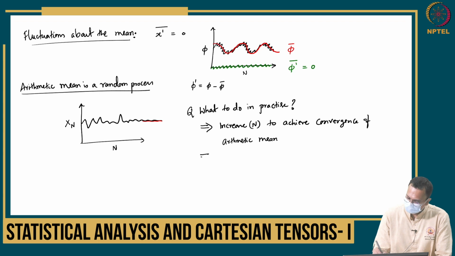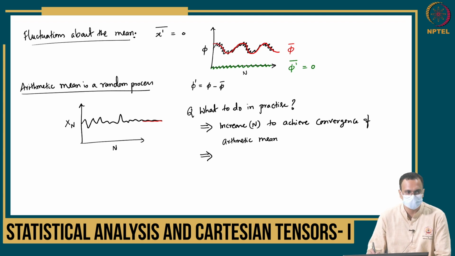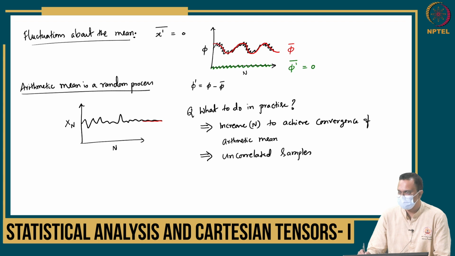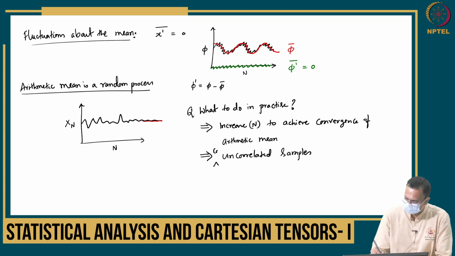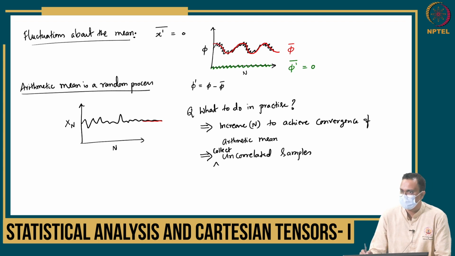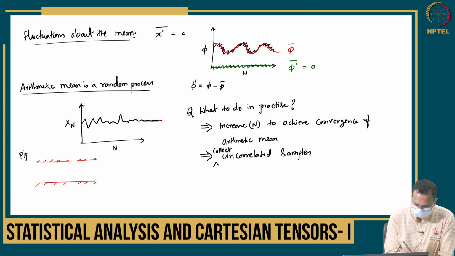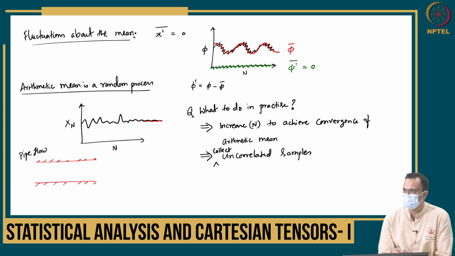Then the other thing is, you cannot get statistically independent samples, but what you should do is check for samples that are not correlated, or you can say uncorrelated. You have to collect uncorrelated samples. So what does this mean? Physically, let's say I have a pipe flow here. I am only looking into a certain cross section.